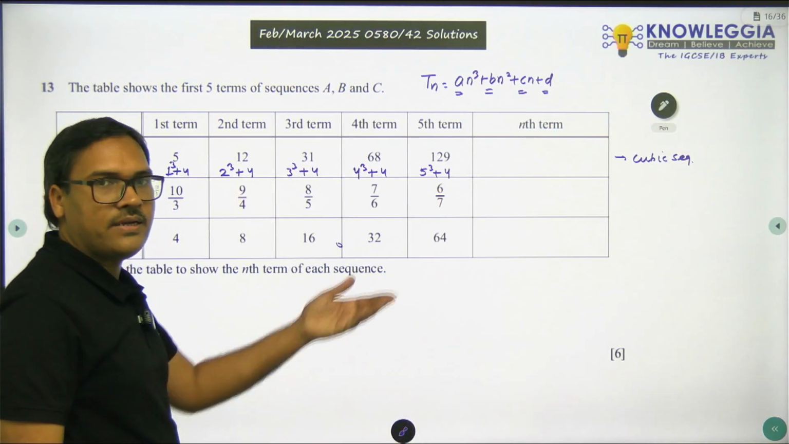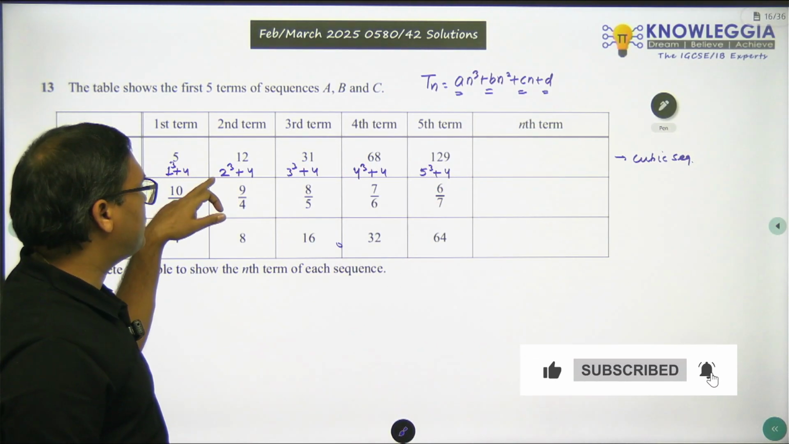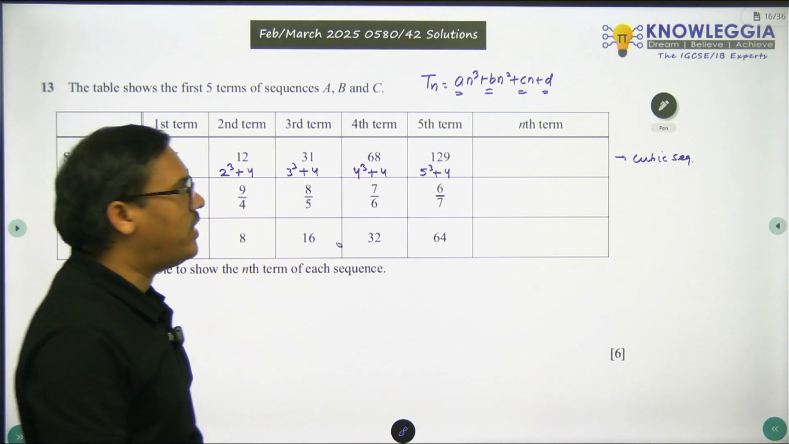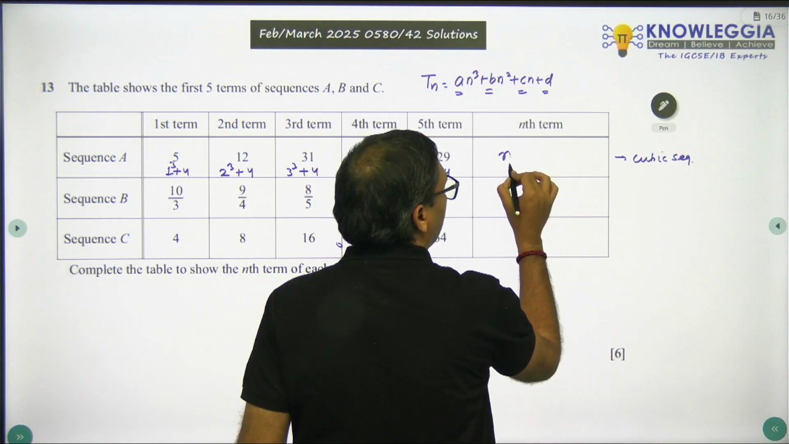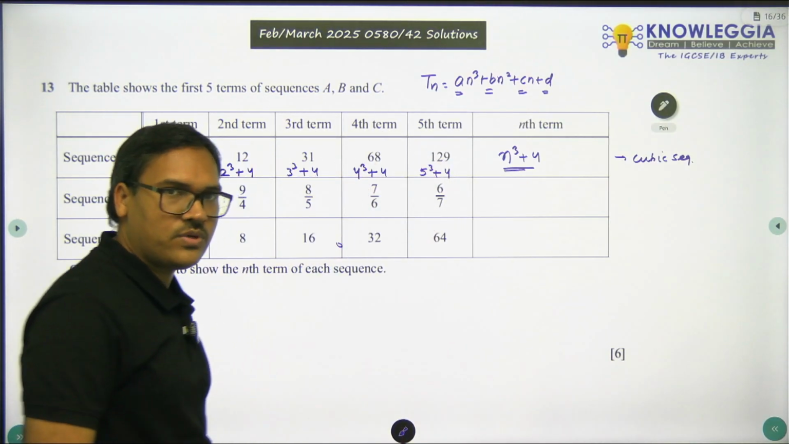So you can see there is a pattern here. For the first term, this is 1 cube plus 4. Second position, 2 cube. Third position, 3 cube. Fourth position, 4 cube. So nth position, this is n cube plus 4. So what is the nth term of this? This is n cube plus 4, the answer for this.